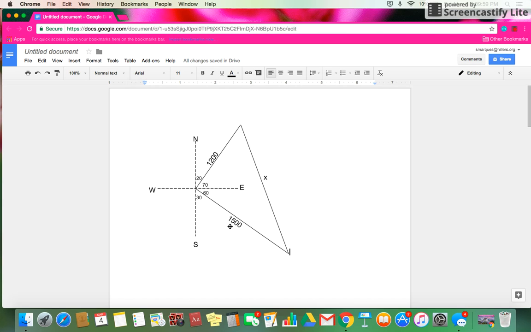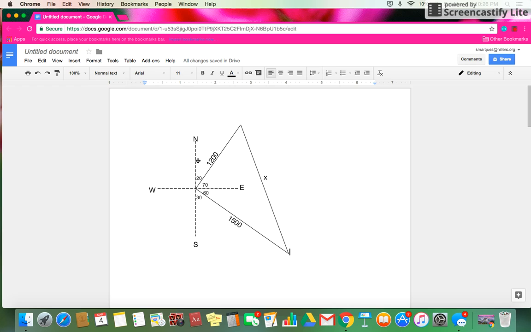And then the question asks, how far apart are the planes after the 3 hours? So you're just going to draw a line between the planes and then label it X. And the easiest way to find X is to use a cosine equation because you don't have a right triangle and you're already given two sides. So all you need to find is this angle here.